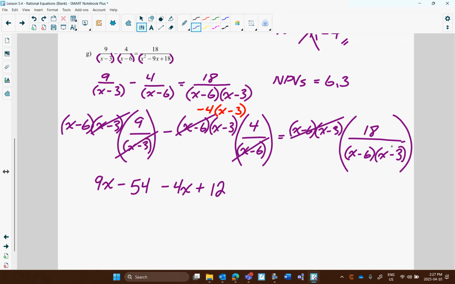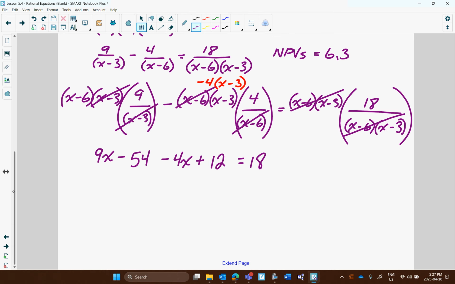Here, those go, we're left with 18, no quadratic, so it's just a straightforward equation to solve. So I can simplify the left-hand side to get minus 42 equals 18. Move the negative 42 over by adding 42, and I get 60. Divide by 5, x equals 12. Not an NPV. We're good. Okay.